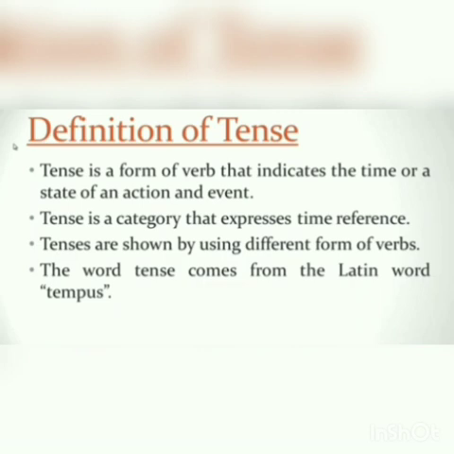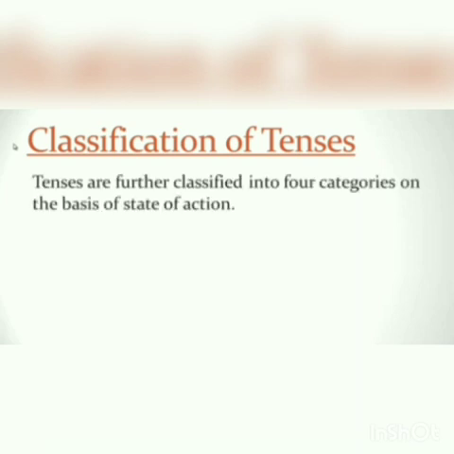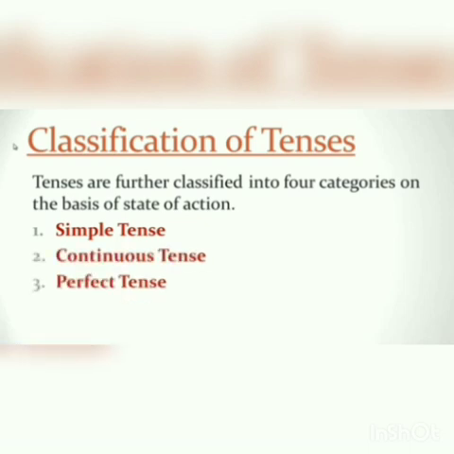Now let's see the classification of tenses. Tenses are further classified into four categories on the basis of state of action. Okay, so tenses are classified into four on the basis of state of action. First one, simple tense. Second one, continuous tense. Third one, perfect tense. And fourth one is perfect continuous tense.